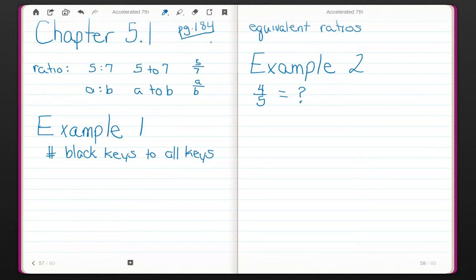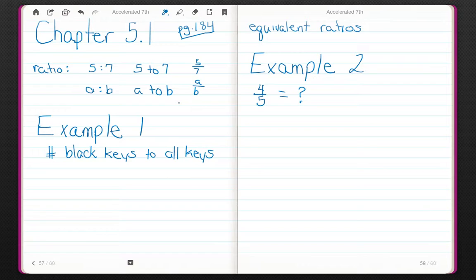So, ratios. First, what is a ratio? A ratio is a comparison of two quantities using division. You can write a ratio in 3 ways. However, we pronounce them all the same way. So first we have here 5 to 7 using the colon, 5 to 7 using the word, and 5 to 7 written in a fraction form. Algebraically, that would be like comparing A to B, and A to B.